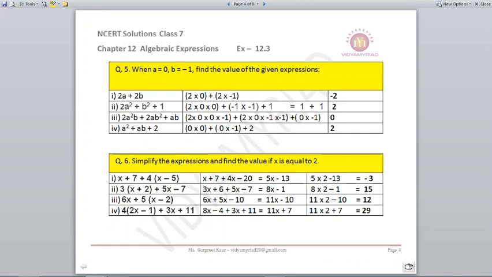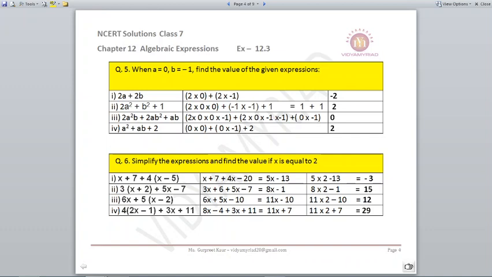Question number 6. Simplify the expression and find the value if x is equal to 2. Now, what we will do is, we are given the expression in brackets. We will first open the bracket and we will simplify our expression wherever it is possible, and at the end we will put the value of x as 2 to know the final answer.